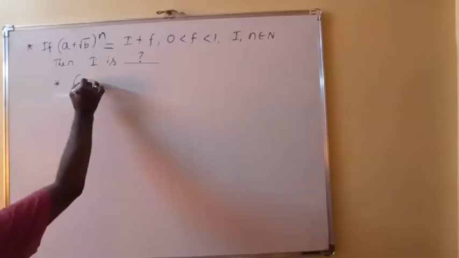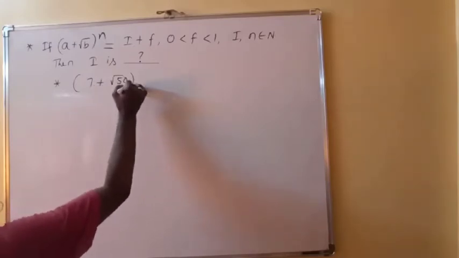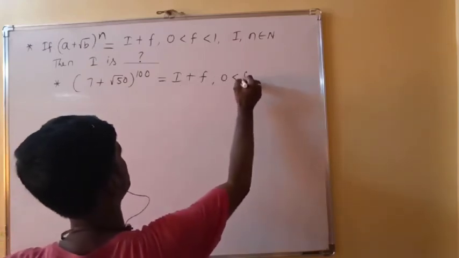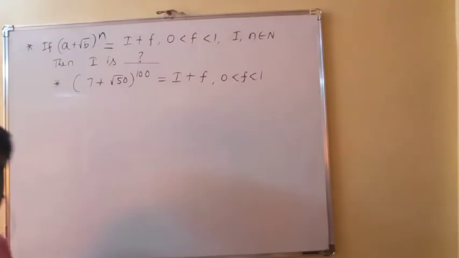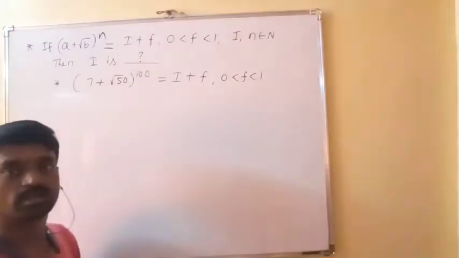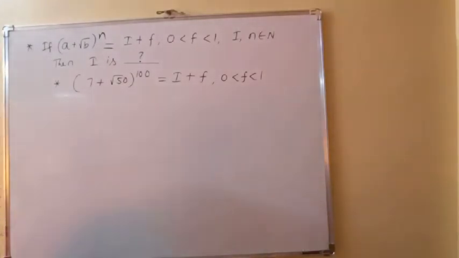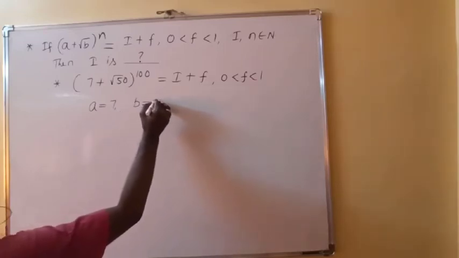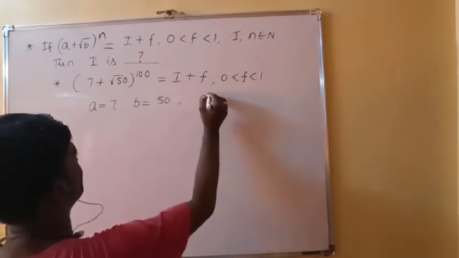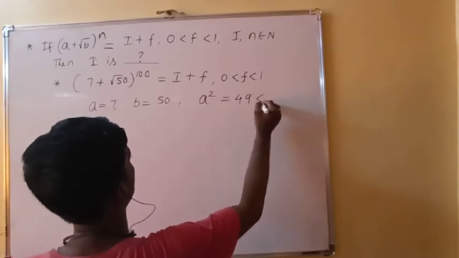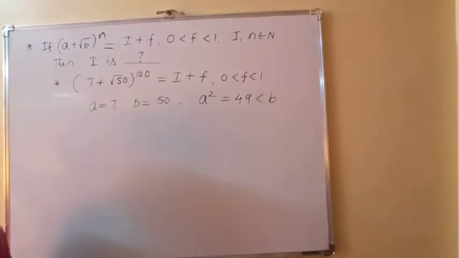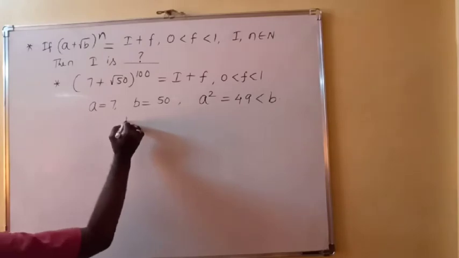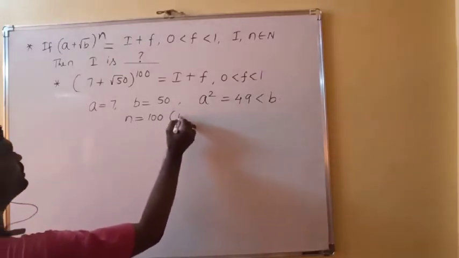So look at this: (7 plus root 50) whole power 100 is equal to I plus small f, where 0 less than f less than 1. I is a positive integer. Now you tell me, what kind of number is I? Is it an odd integer or an even integer? So now look here, a value is how much? 7. b value is how much? 50. So a square is 49, which is less than b. That means a is less than root b. A square less than b means a is less than root b only. So that means it is case 2. And here what is the n value? 100, which is an even number.